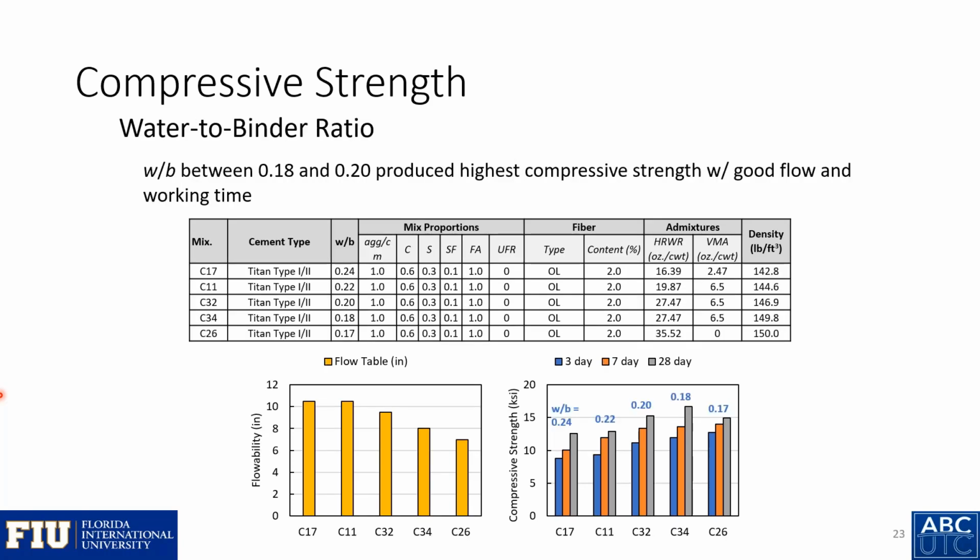In terms of water to binder ratio, we looked at a few different water to binder ratios and found 0.2 to 0.18 to give us the highest strength. After 0.18, with lower water to binder ratios, we saw a decrease in strength.